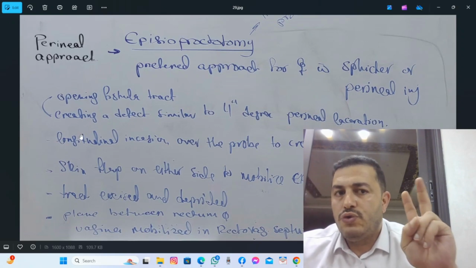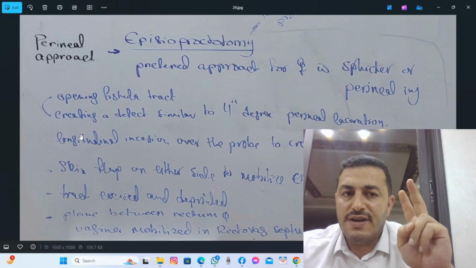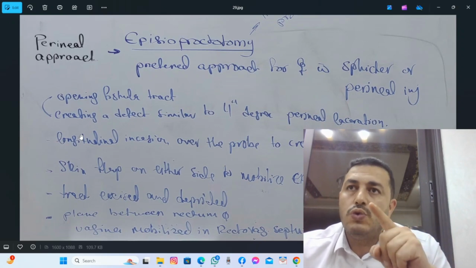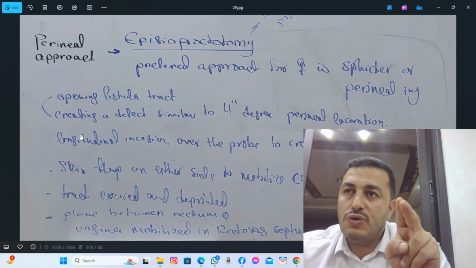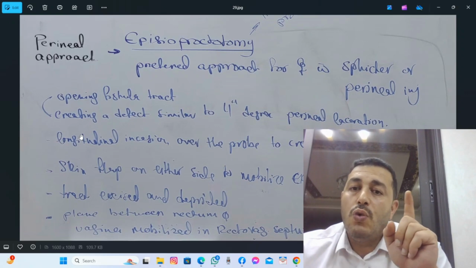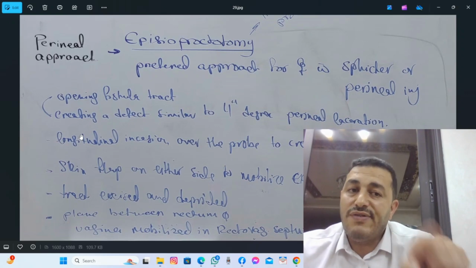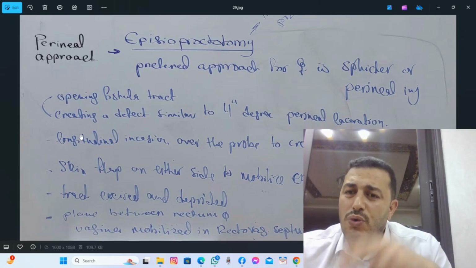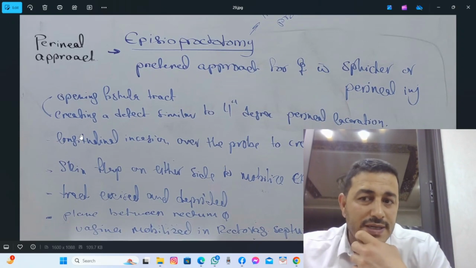I understand it for two reasons, not one reason. First, because I'm capable of repairing the sphincter and the perineal muscle through this approach. Second, if I go with a transrectal approach in a patient with a sphincter or perineal injury, I will worsen the condition. Do you get it?